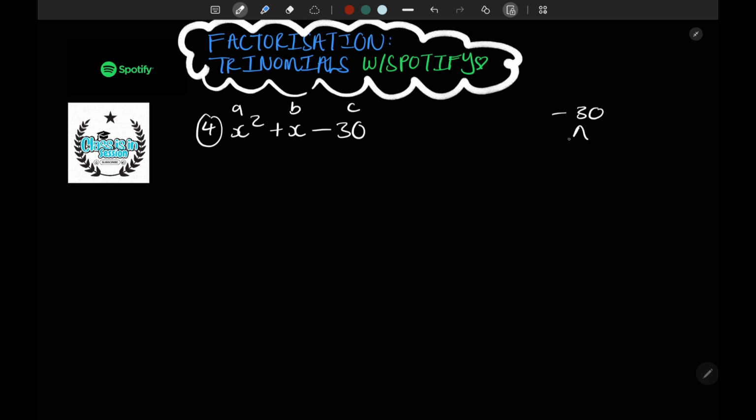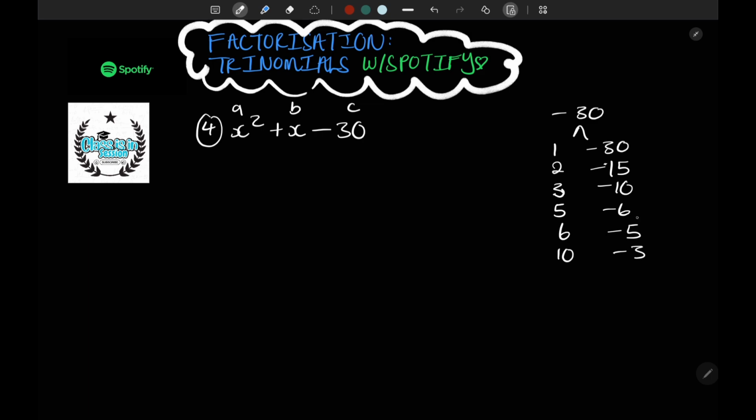Negative 30 divided by 1 is negative 30. Negative 30 divided by 2 is negative 15. Negative 30 divided by 3 is negative 10. Negative 30 divided by 4, it's not a factor, so let's do negative 30 divided by 5, we get negative 6. Negative 30 divided by 6 is negative 5. Negative 30 divided by 10 is negative 3.